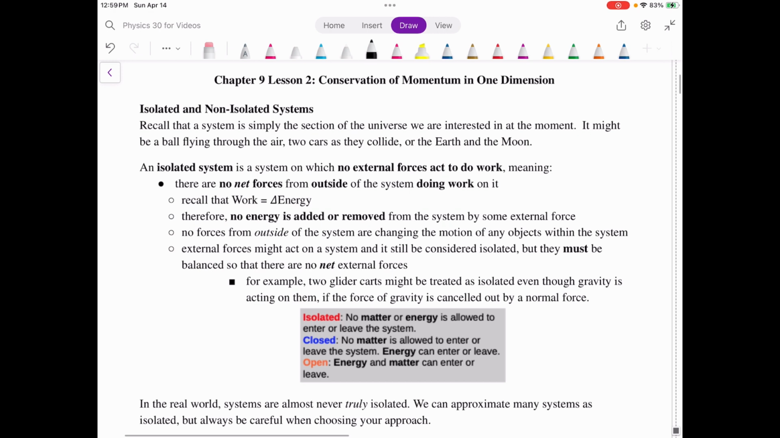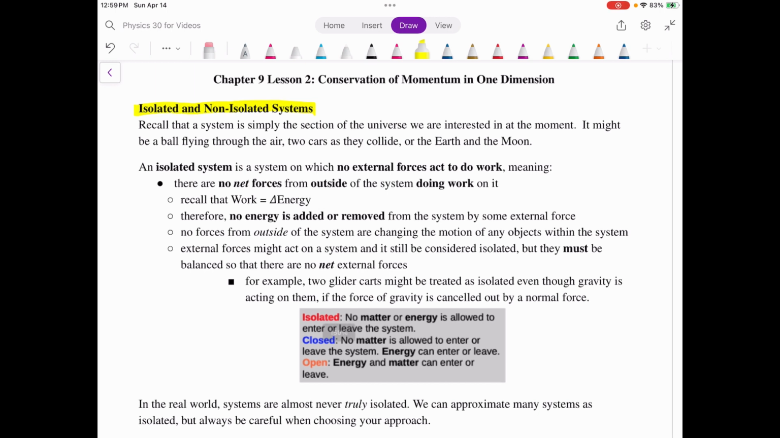So before we get into the law of conservation of momentum, we kind of need to do a quick recap of systems, isolated versus non-isolated systems. That's often the case when we're talking about conservation laws because we might say something is conserved within a system. Okay, so what is a system? It's not too fancy. A system is really just the part of the universe that we're interested in at the moment, right? We kind of define what our system is. So it might be a ball flying through the air, two cars as they collide, the earth and the moon. It's whatever you're interested in, right?